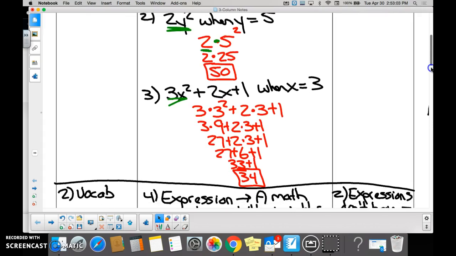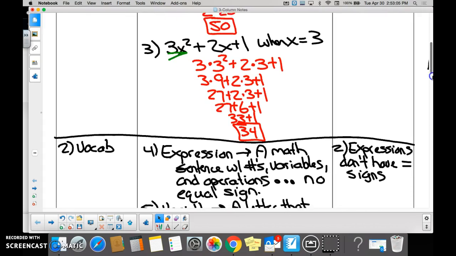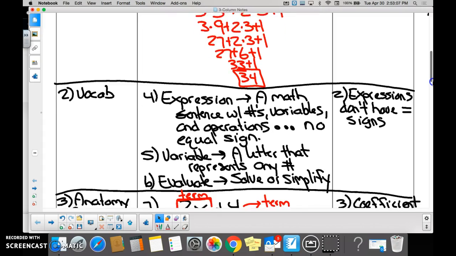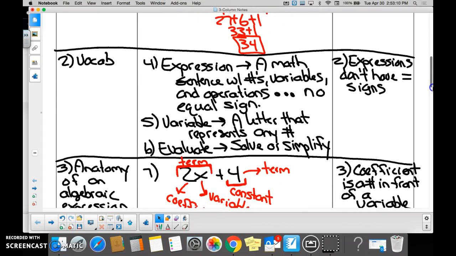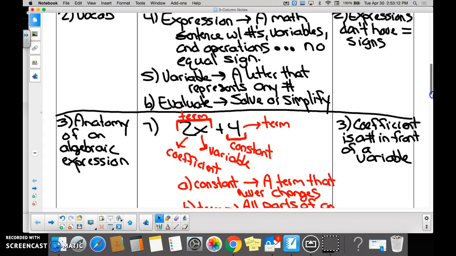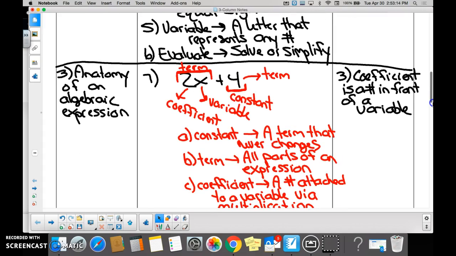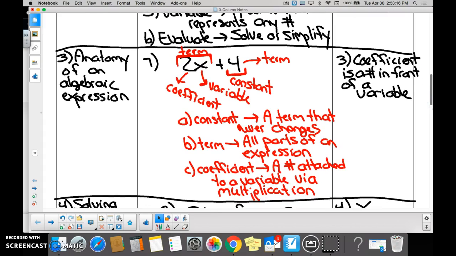Sliding on down, vocab. Talked about what an expression is. We talked about what a variable is. We talked about evaluate. I'm going to skip over number 2. Number 3 is a big one. Anatomy of an algebraic expression.